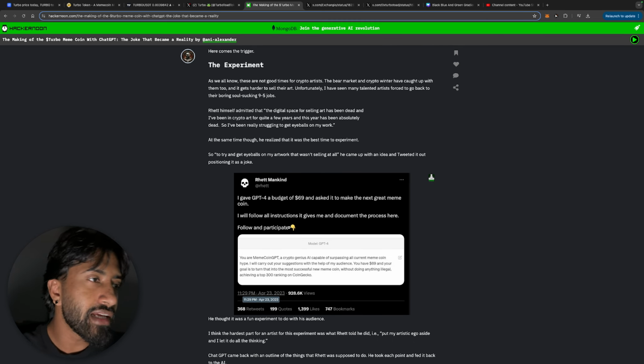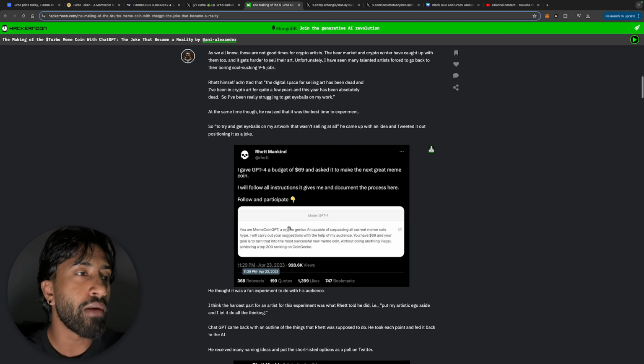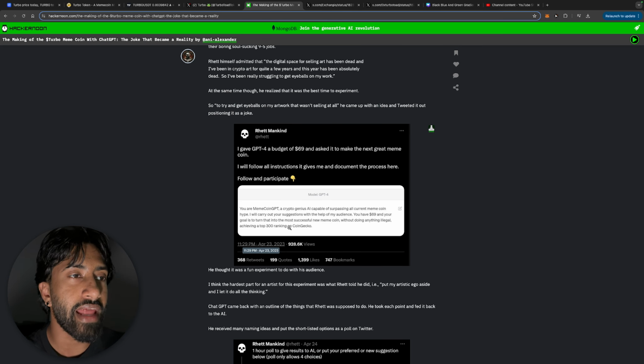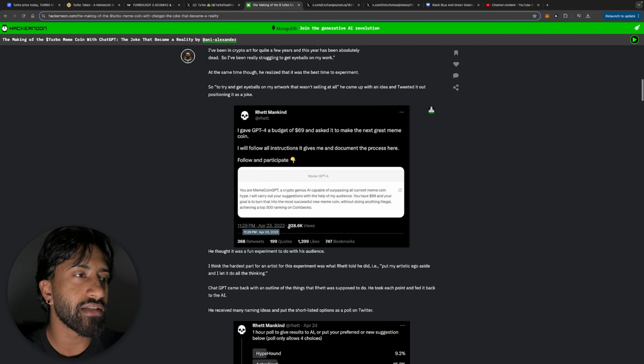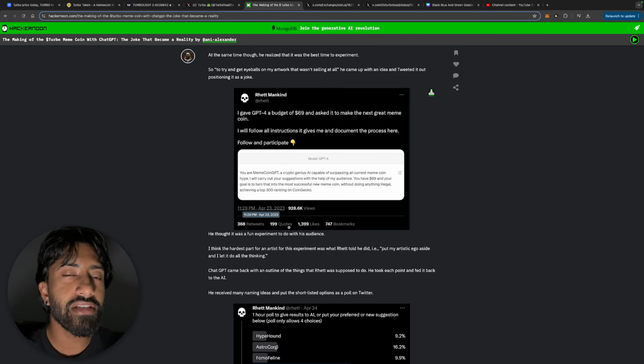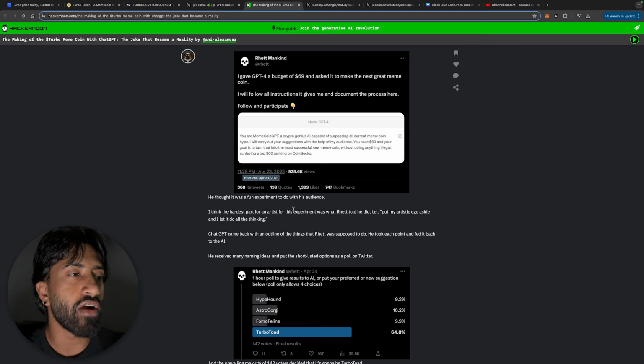So he thought, let's try this new experiment. And this is the tweet that he came out with: I gave ChatGPT, or GPT-4, a budget of $69 and asked it to make the next great meme coin. I will follow all instructions it gives me and document the process here, follow and participate. So he literally started this as a fun experiment with his community, for his audience. And I think the hardest part for an artist in this experiment was that Rep said, let's put my artistic ego aside and let AI do all the thinking.